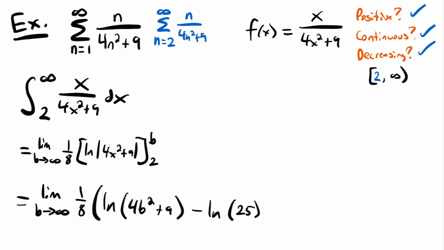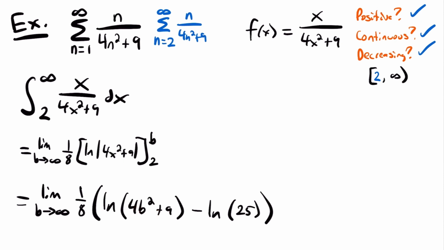So we'll rewrite that. And now let's take a look at the limit as b approaches infinity for both of these terms. The natural log of 25 is just going to be the natural log of 25 because the limit of a constant is equal to that constant. But what about this term here? Well, as b approaches infinity, we have b squared. So we have an increasing value that is being squared. So that's going to continue to increase. Then we're multiplying it by 4, so it's still increasing. And then we're adding it to 9, so it's still increasing.